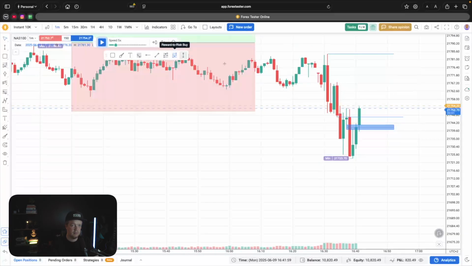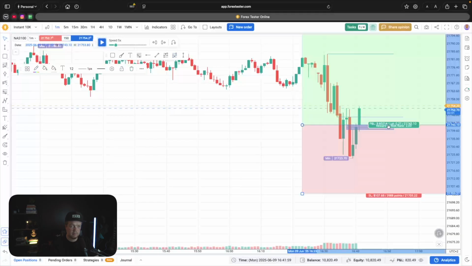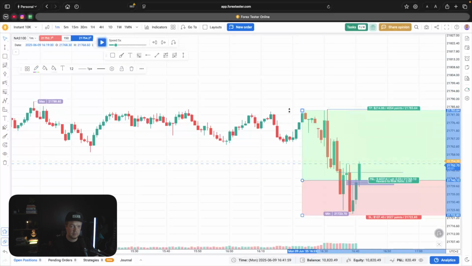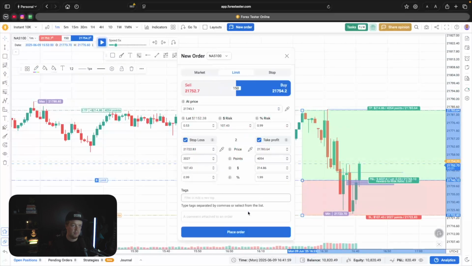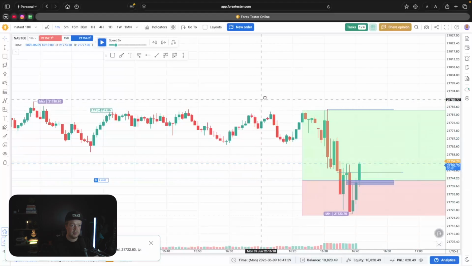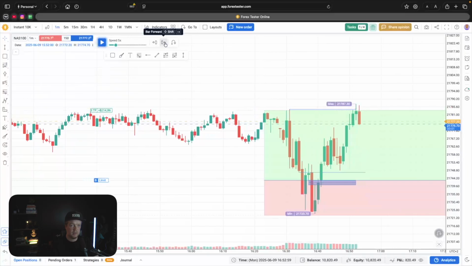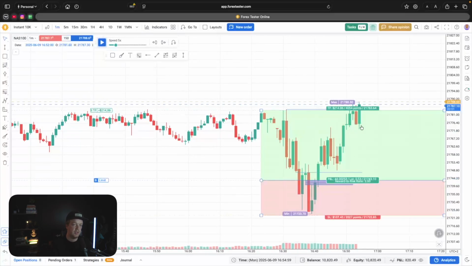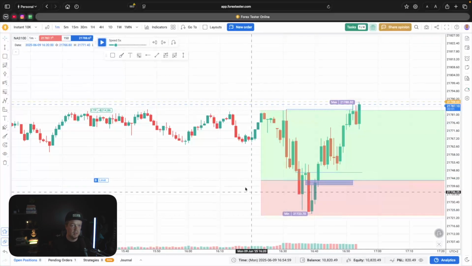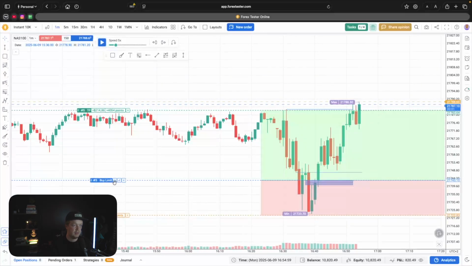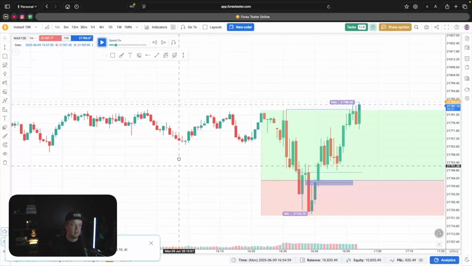Wait, there we go. Let's put our stops below this low. And we target a fixed 1 to 2 risk to reward. Buy limit. Let's place our limit. Let's see if we get tagged in. And we don't get tagged in. We already reached our take profit. Let's see if we can find something to the opposite side. So let's delete this order. There we go.